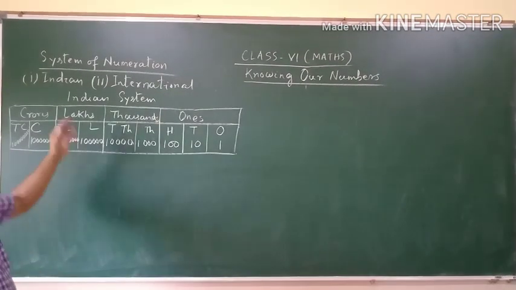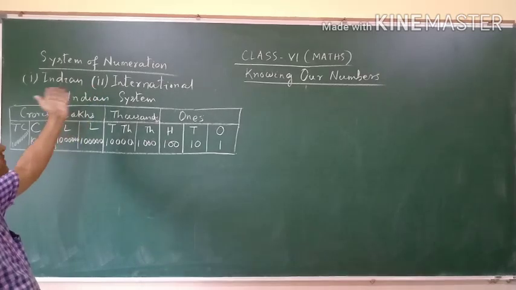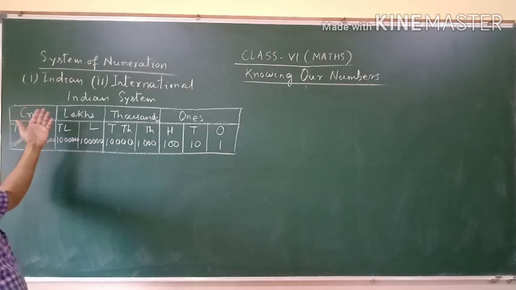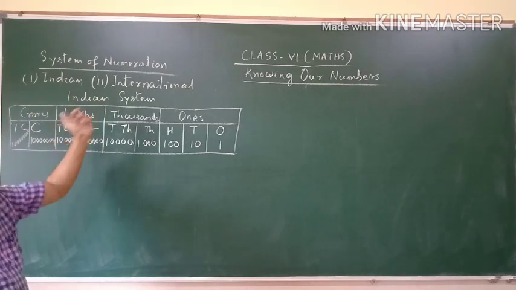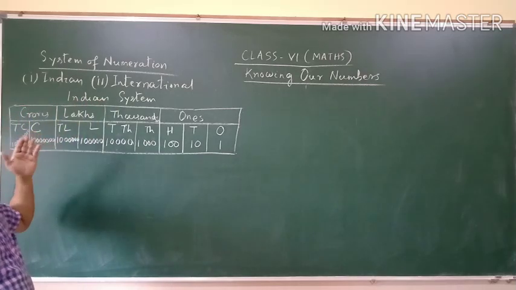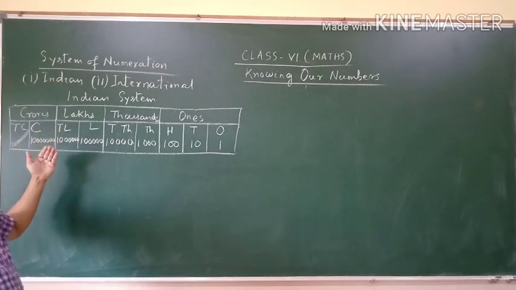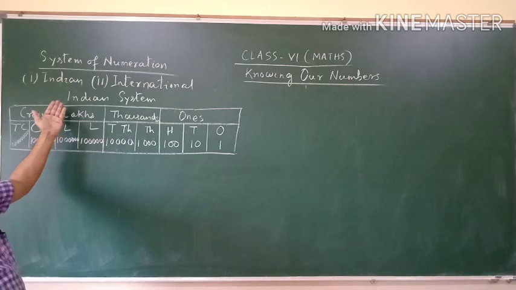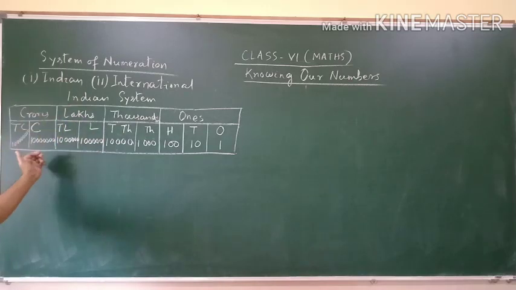Now we will discuss the system of numeration. System of numeration means how you represent a number. There are two types of numeration: Indian and international numeration. That means how you represent a number, giving commas, and also how you read the number. That is called numeration. First, let us discuss the Indian system of numeration.